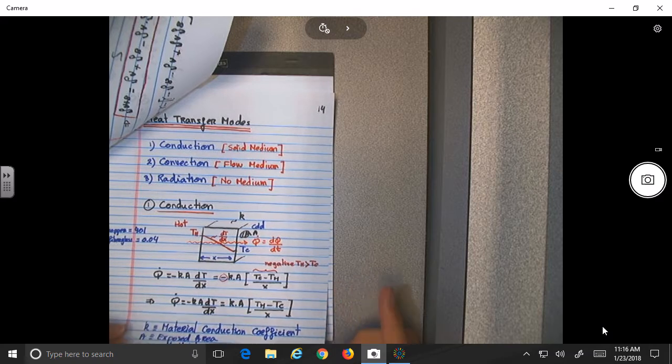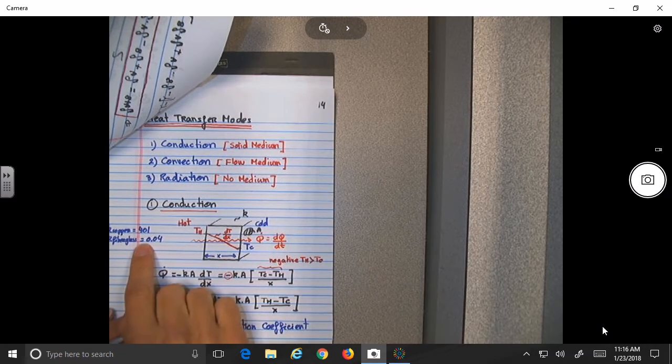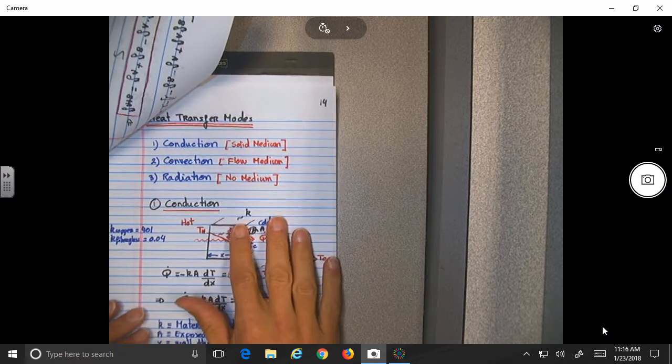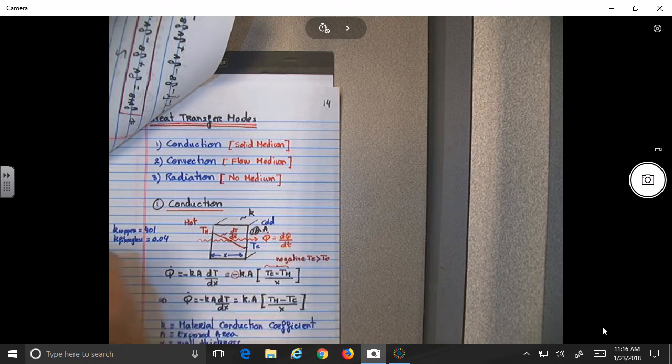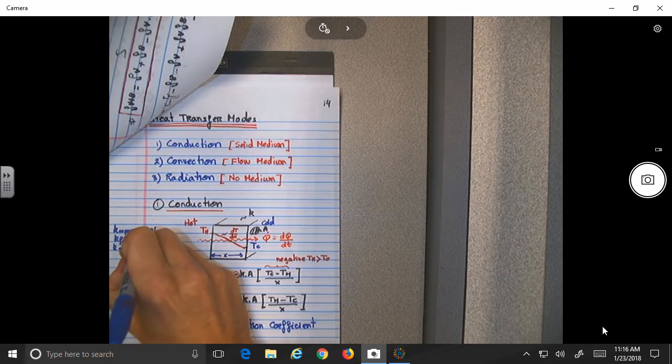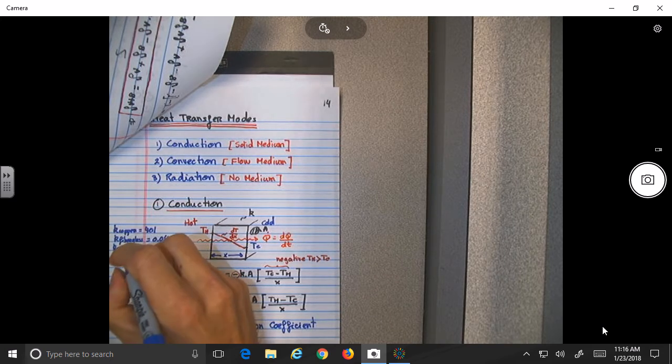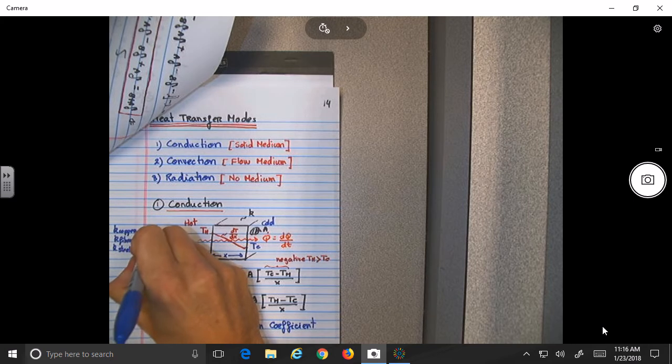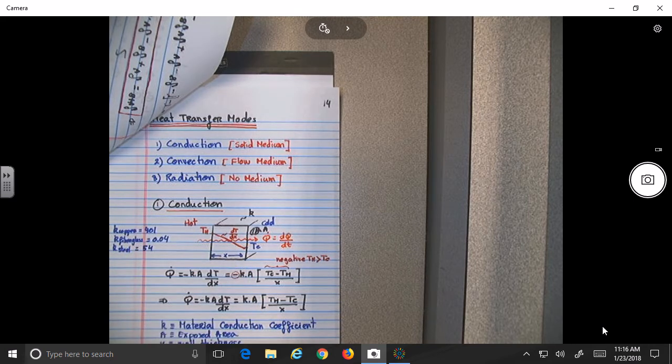And then we stop here and I say, okay, let me give you some values for K. So we have K for copper, which is 401, K for fiberglass. I think we're just writing a couple more. K for steel is 54. Okay?